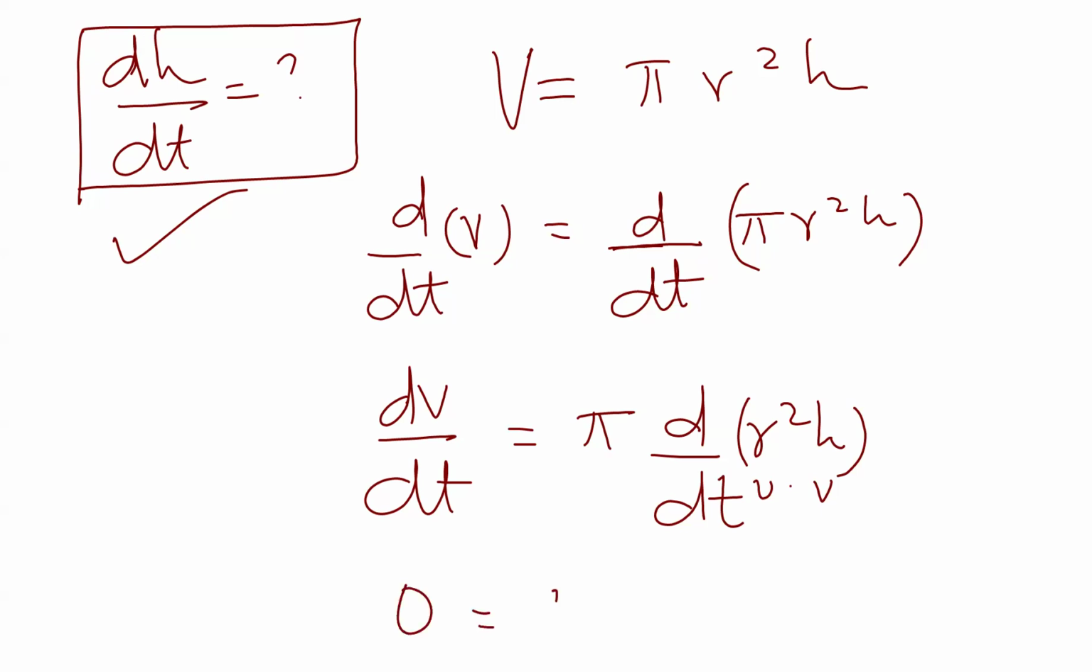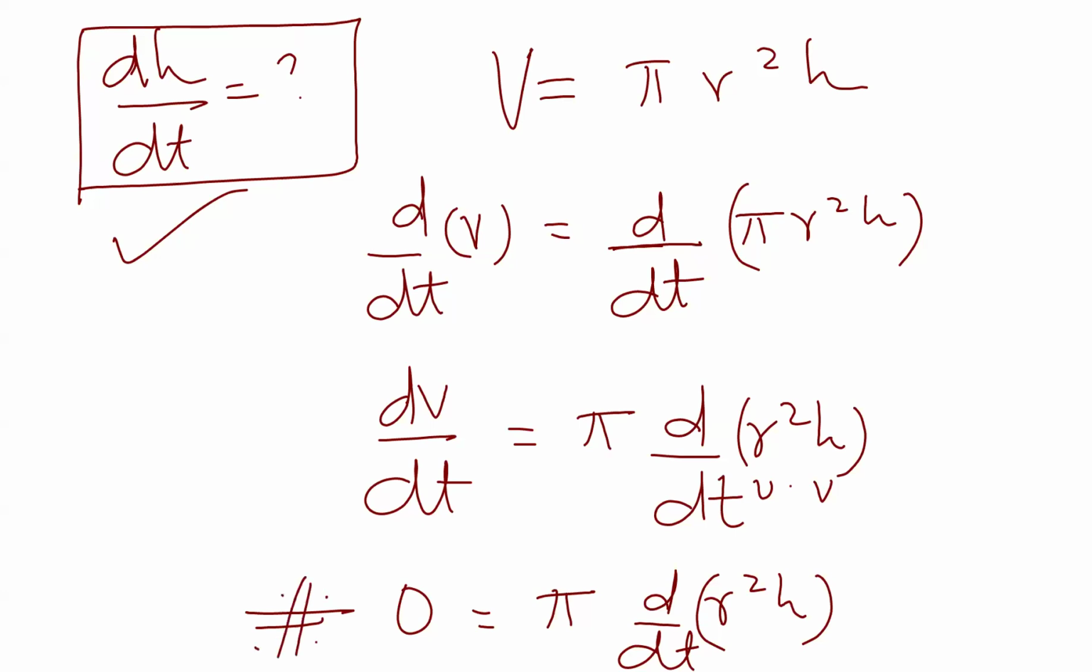dV by dt will be 0 because volume is not going to change. Volume is going to remain constant. So if it is a constant, its derivative will be 0, right? Have you understood this point? Now this point was very, very important. Why is dV by dt 0? Any comments? Please share feedback.